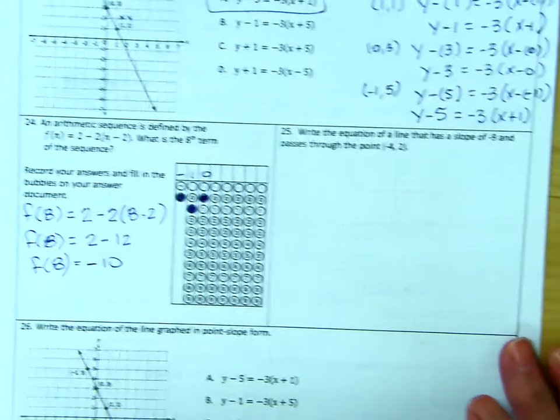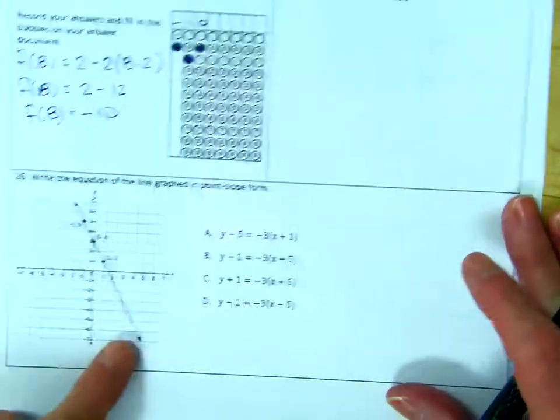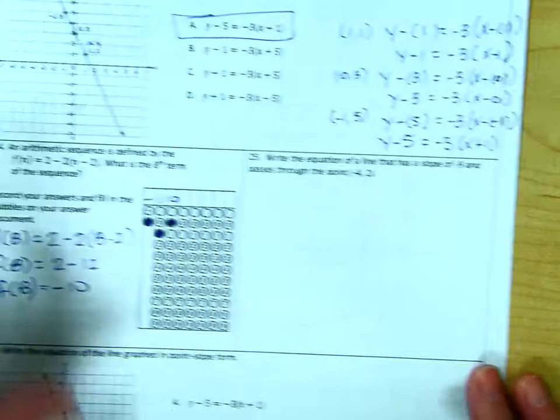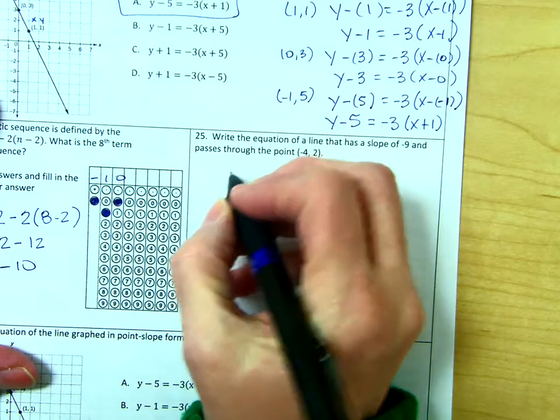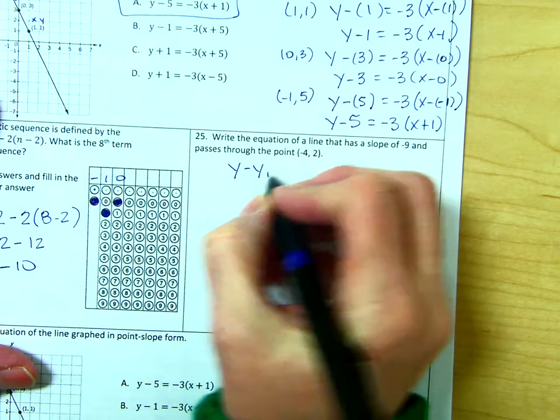Okay, number 25, this will be the last problem we do because 26 is the same as 23, so this will be our last one. It says write the equation of a line that has a slope of negative 9 and passes through the point negative 4, 2. They gave us a slope and a point, so I'm going to go ahead and use point-slope form.